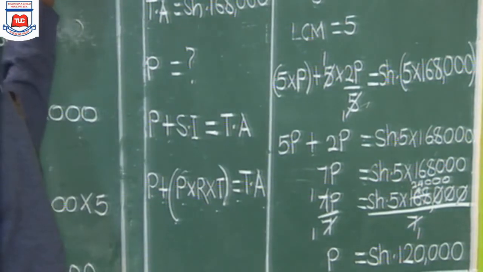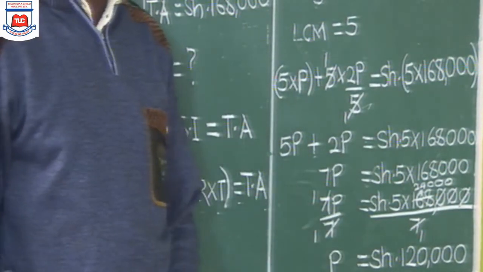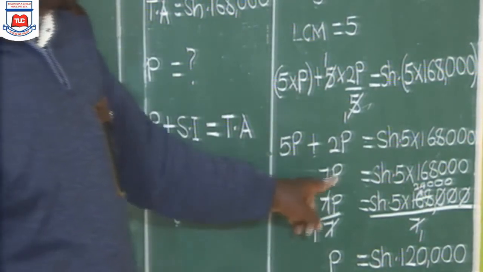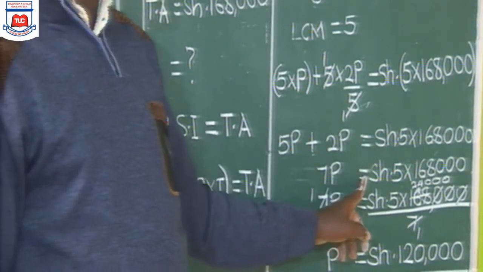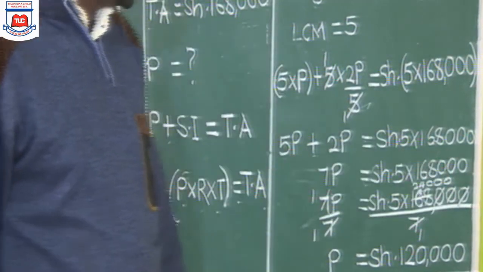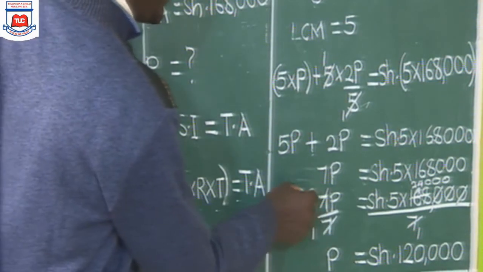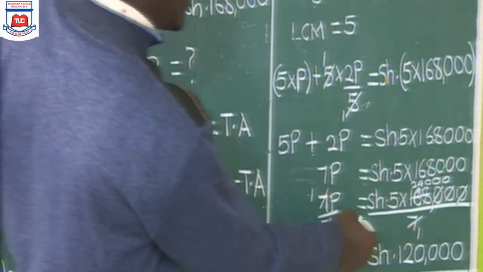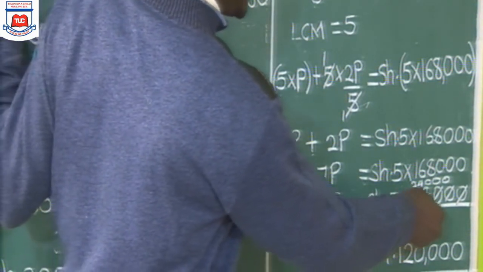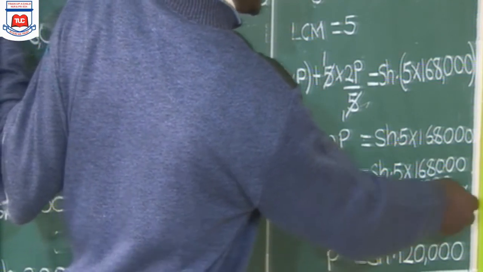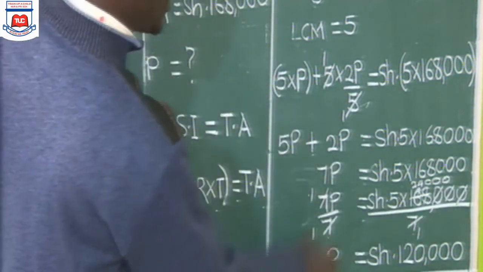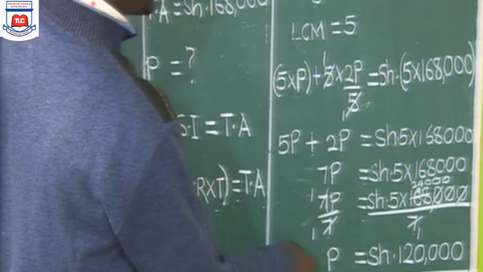Now the next step is division of either party. This time there are 2 because I've got a party only separated by the equal sign, then this is the other party. So we say 7P divided by 7 is equal to 5 times 168,000 divided by 7. 7 divided by 7 is a 1.